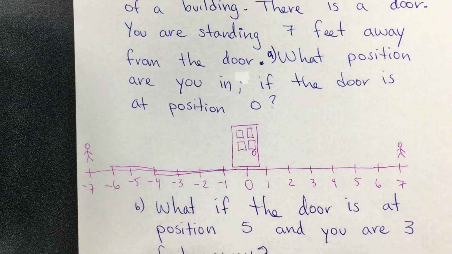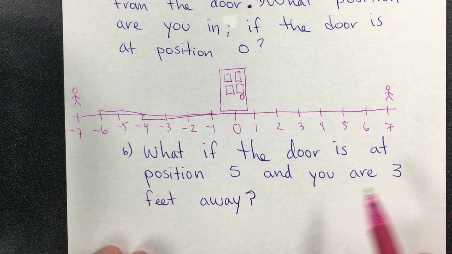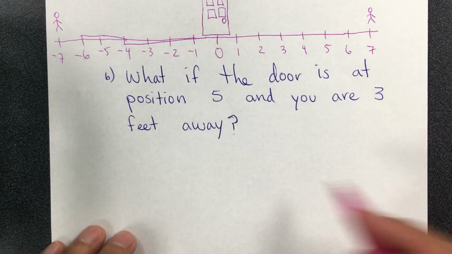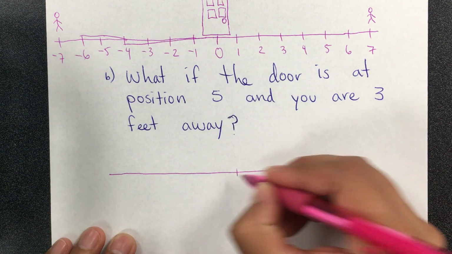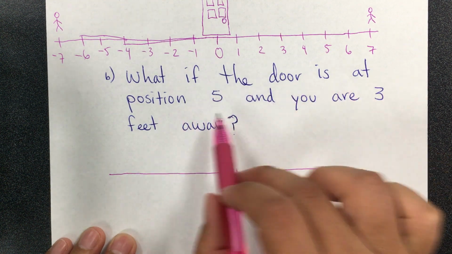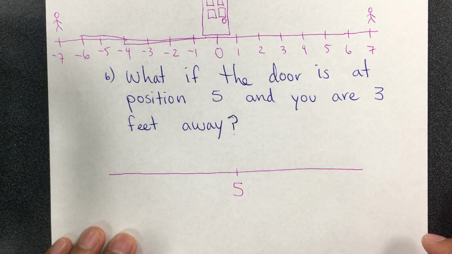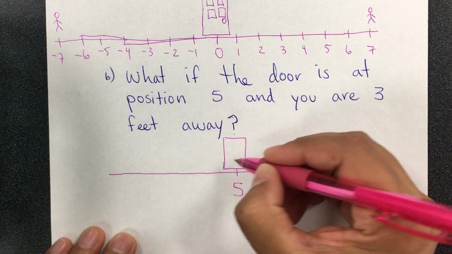Okay, so letter B says, what if the door is at position 5 and you're 3 feet away? Now if we draw the number line and the door is at position 5, take a minute, pause the video and draw the door and draw yourself. Okay, I hope you did that already.